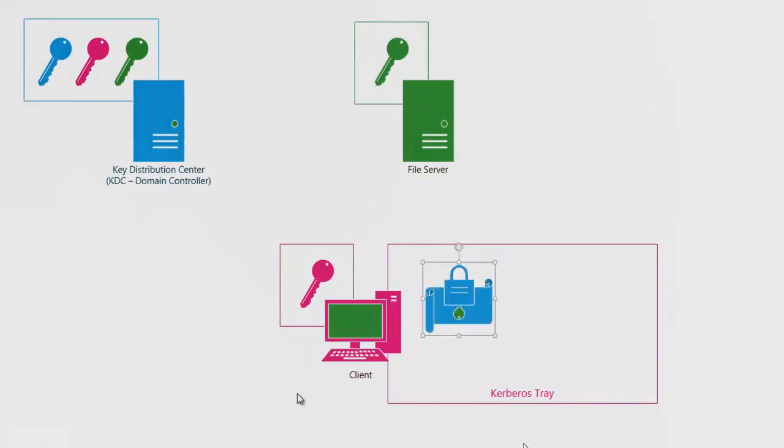Then I'm going to transmit this whole thing back to the client, and they're going to store it in a special area of memory called the Kerberos tray. That's an area of memory that cannot be swapped out to disk. It always lives in memory. That way if the computer crashes, this information hasn't been saved anywhere persistent.